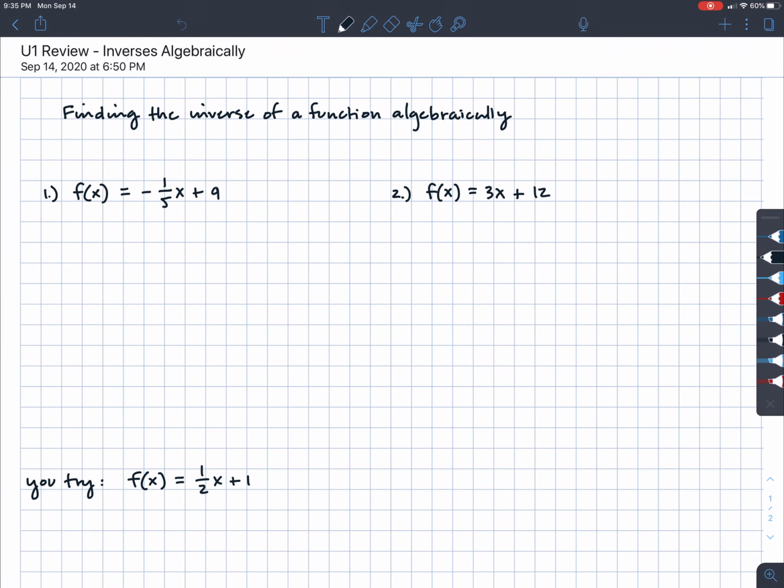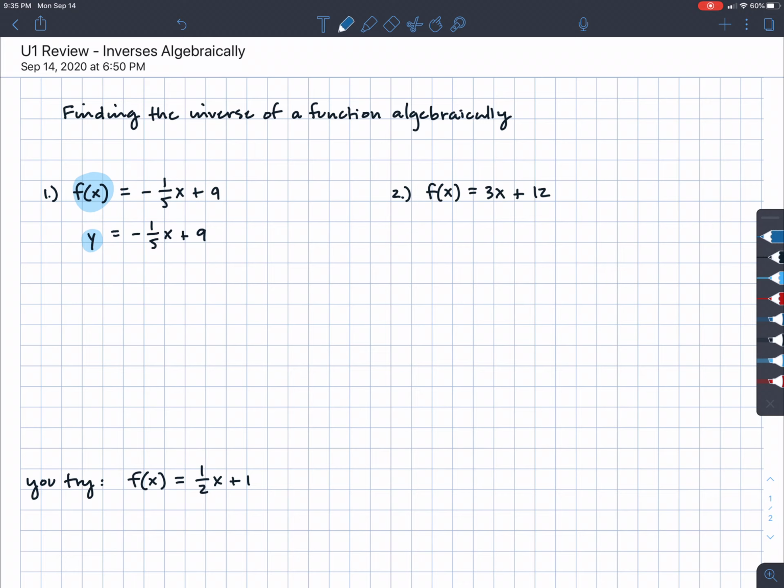So our first example, what we always want to start with is if I'm given f of x, then I want to rewrite f of x as y equals negative 1/5 x plus 9. So I'm just trading out f of x for y. And one of our common themes with inverses is that we are going to rotate x and y. We're going to flip x and y.